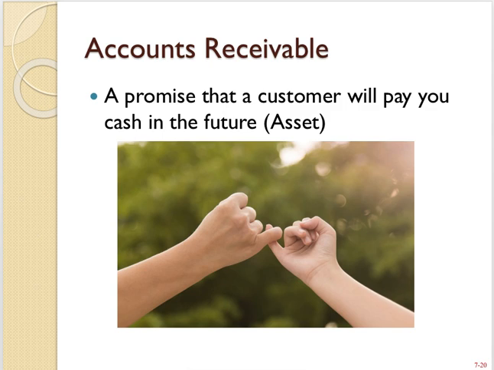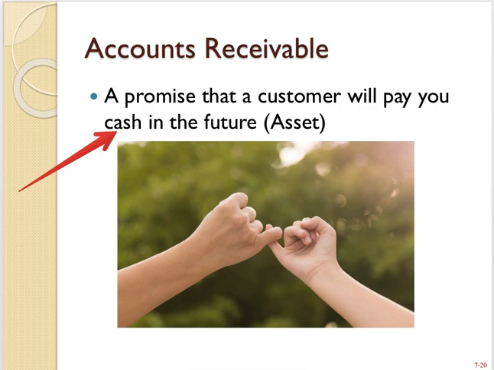So, first of all, before we get into bad debt, let's take a step back and review what is accounts receivable. Well, accounts receivable is a promise that a customer will pay you cash in the future. Okay, you sell them something, they don't give you cash right away, they'll say, I'll pay you in 30 days, or however long you guys agree on. And that accounts receivable is considered an asset because it brings future benefit because we're getting future cash.